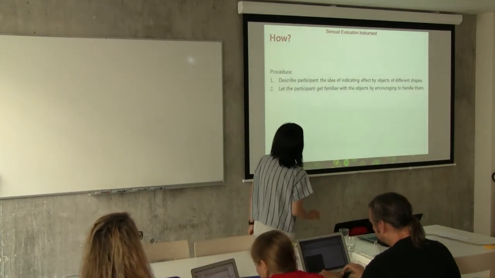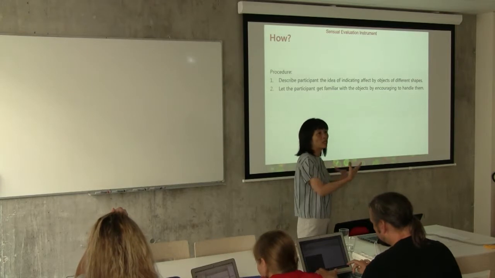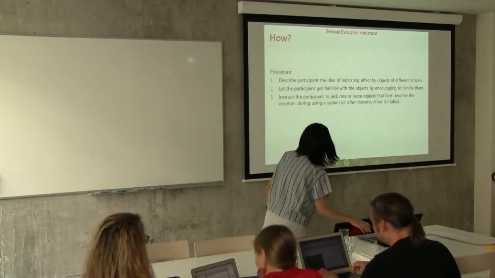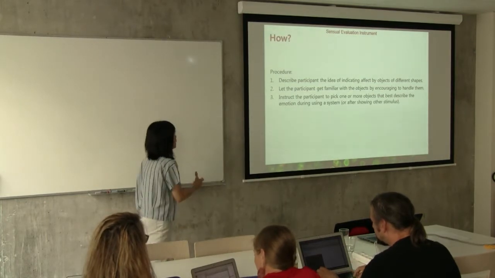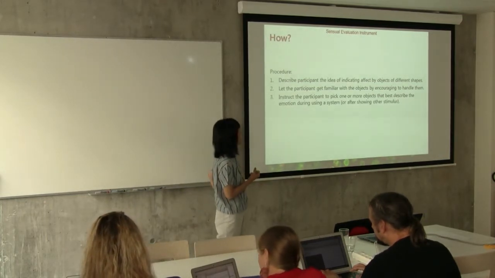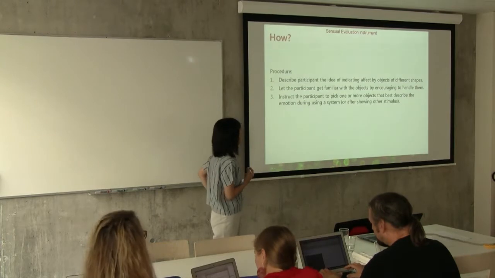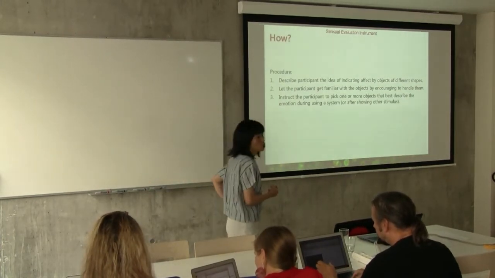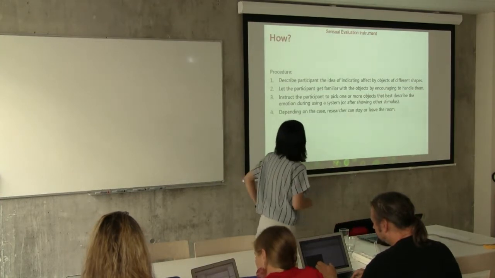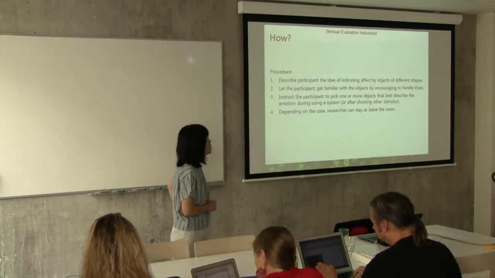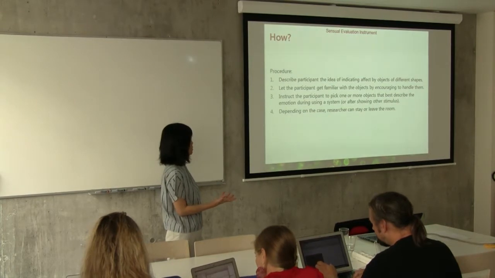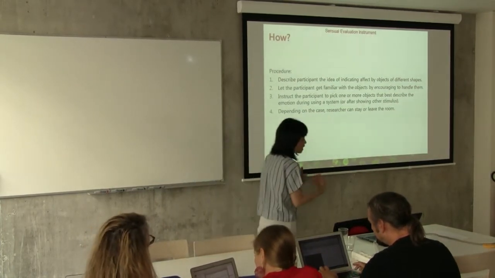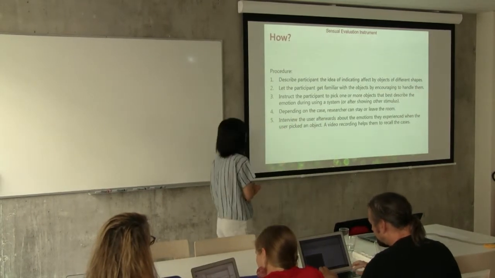In the beginning, you describe the idea of indicating emotion by objects of different shapes, and you explain each object and the way to handle it. Then instruct the participant to pick one or more objects that describe the emotion during use of a system, or after showing other stimuli. Then either you let the participant do it on their own, or you sit next to the participant and ask them questions if necessary.